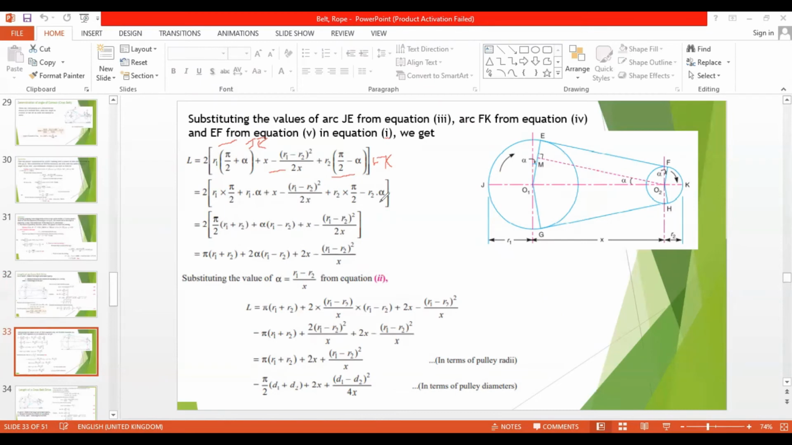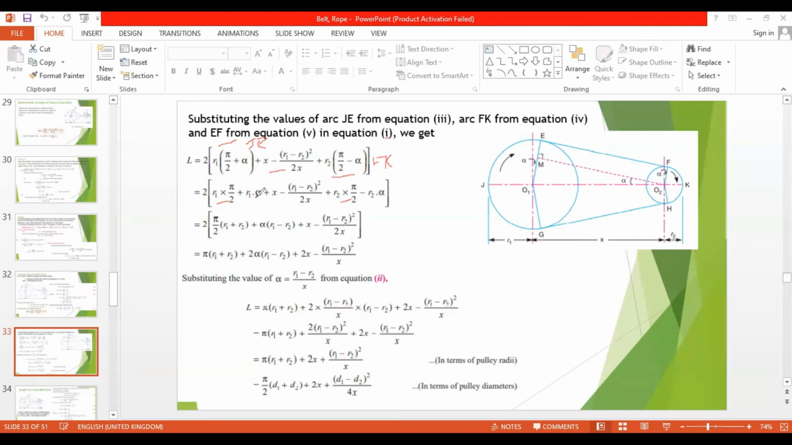Okay. So now we will group them accordingly, right? Pi by 2 into R1 is here, pi by 2 into R2 is here, right? So I will take these two, right? Pi by 2 into R1, pi by 2 into R2. I will take this pi by 2 into R1 plus R2, right? So these two are now grouped here, right?